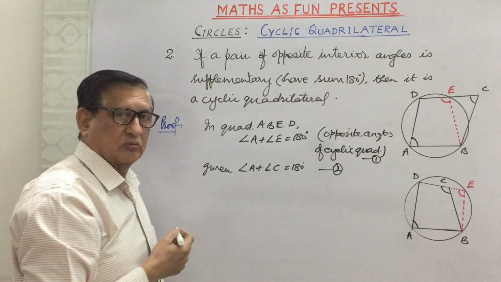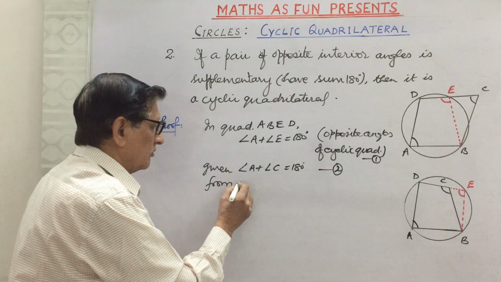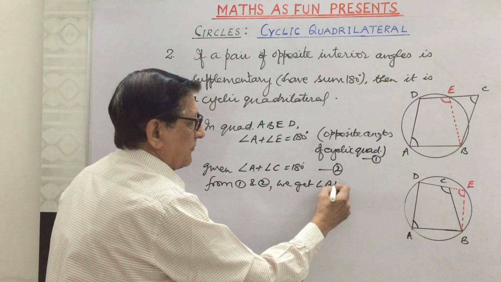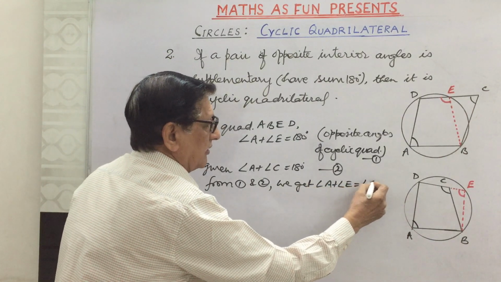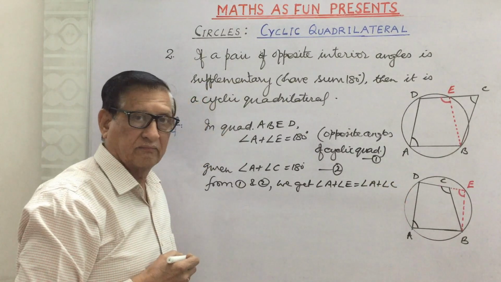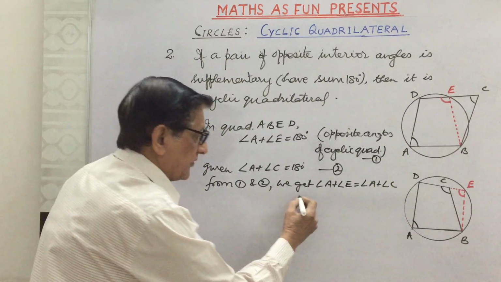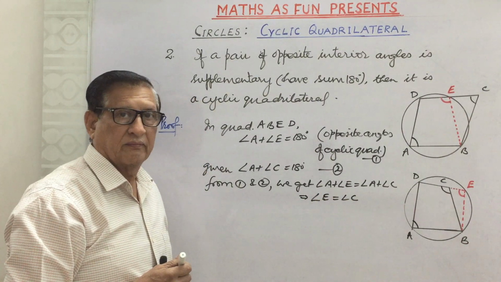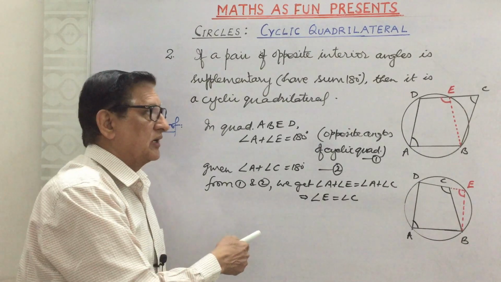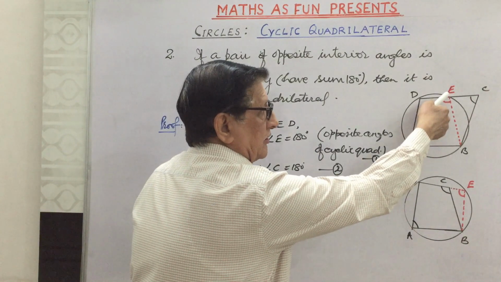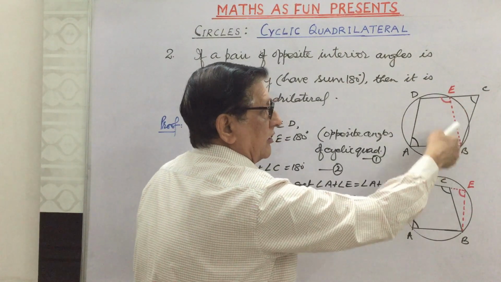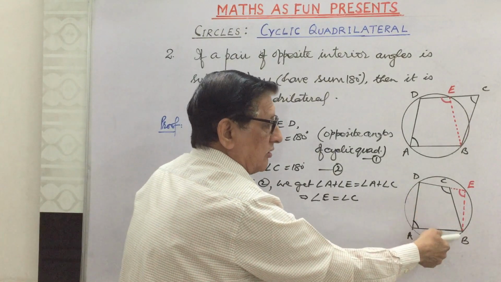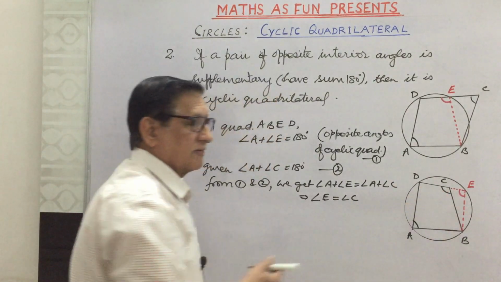What we get from 1 and 2? From 1 and 2, we get angle A plus angle E is equal to angle A plus angle C. This implies that angle E is equal to angle C. Now the thing comes here, angle E here is the exterior angle of triangle EBC. Here angle C is the exterior angle of the triangle CBE.